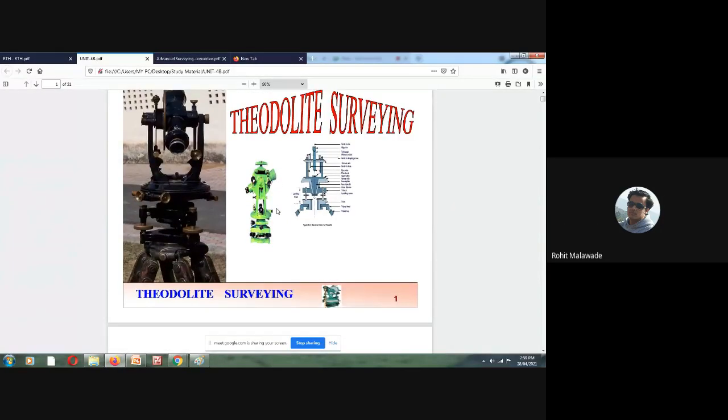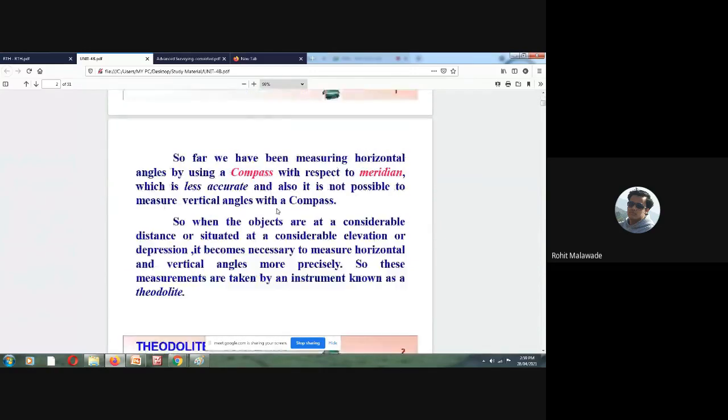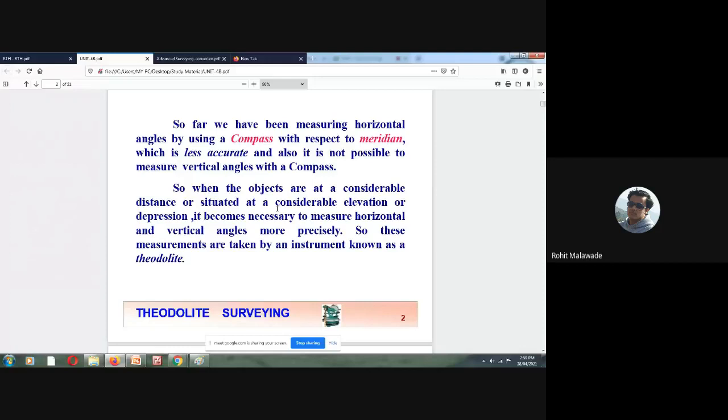Now we will see one by one how the theodolite is going to be important for us. As I have told, so far we have been measuring the angles using the compass with respect to the meridian, which is less accurate, and it is not possible to measure the vertical angle with the compass.